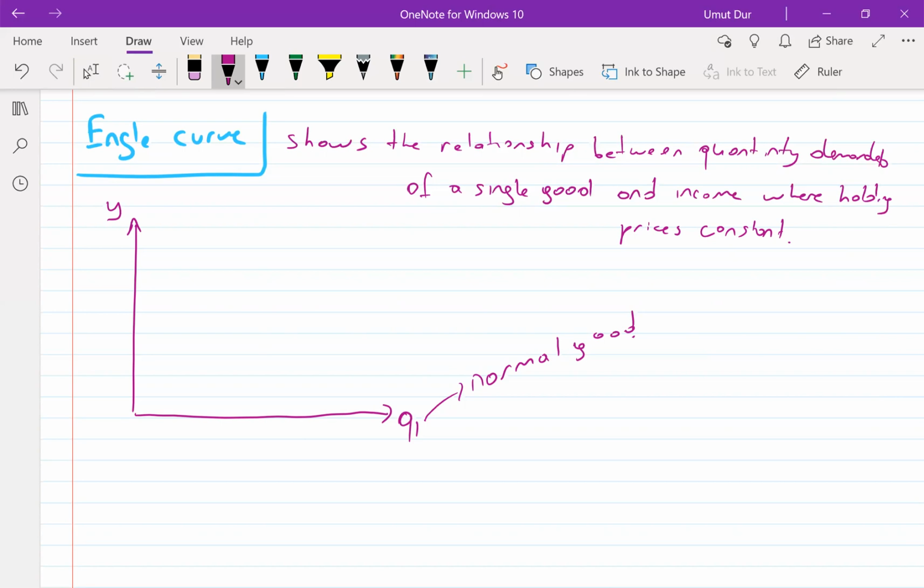It will be upward sloping. Okay, since it is a normal good, which means that as income increases, Q1 will increase. And if we have zero income, we cannot consume anything. So this will be the Engel curve.